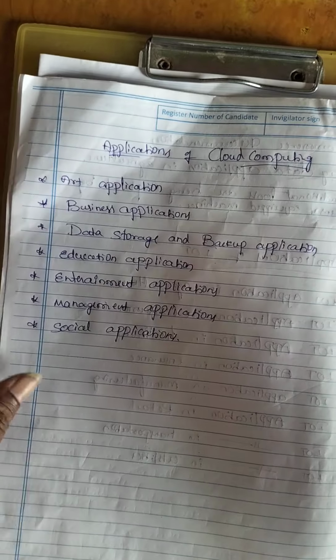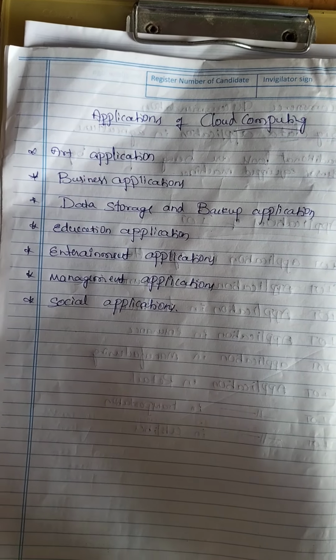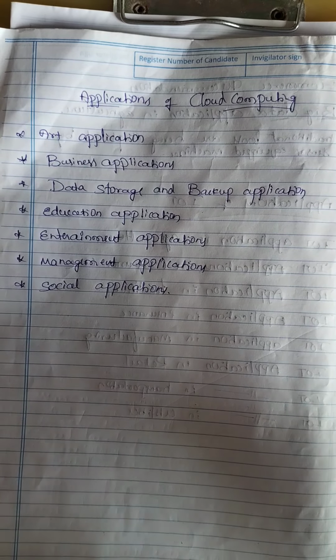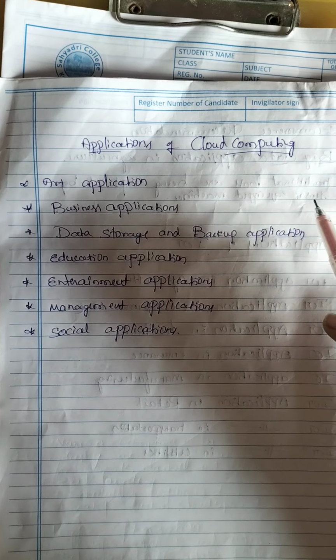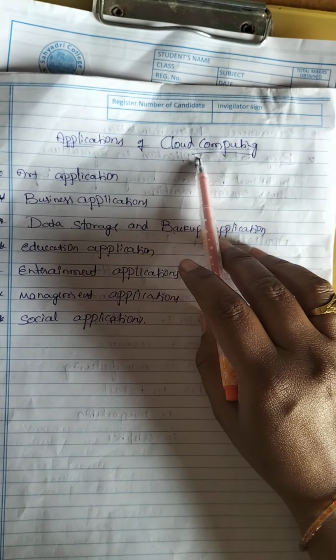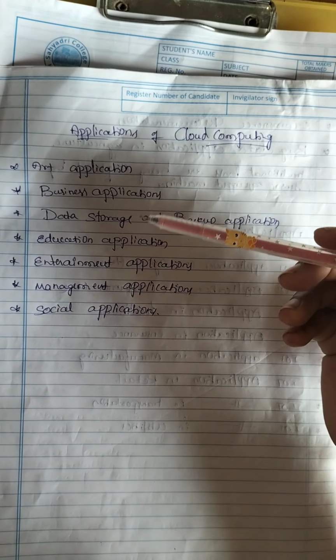And next one is applications of cloud computing. So what do we mean by cloud? Why are we going to use this? As we know, cloud computing is a technology where, if we want to store information without using our hard drive, we go for cloud computing. Cloud computing also has several applications.